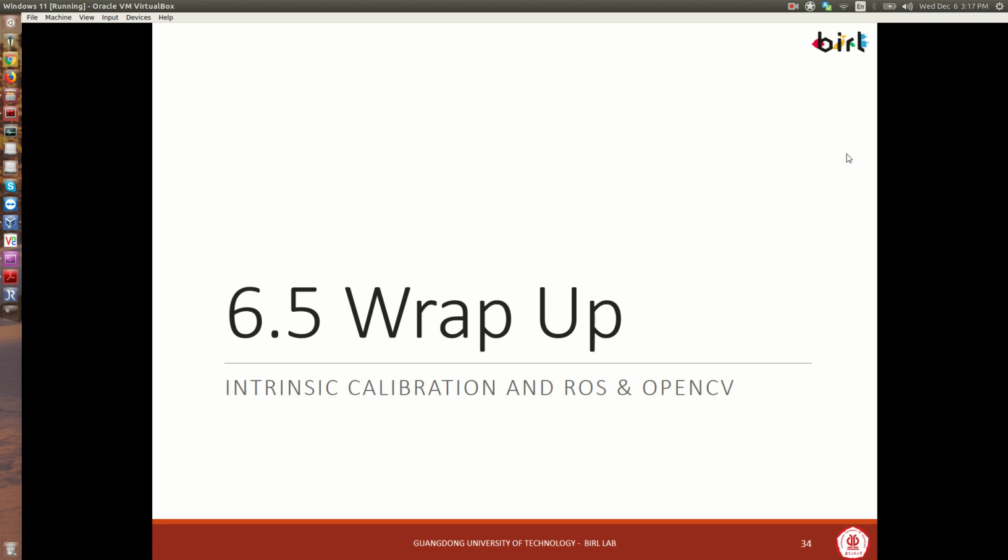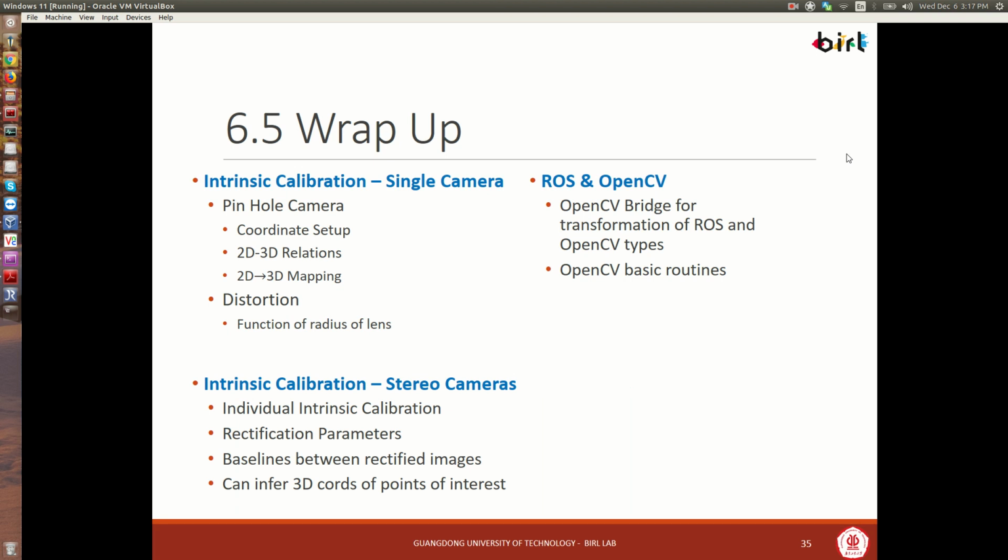Finally, we get to section 6.5, the wrap-up. In this chapter, we looked at the intrinsic calibration for a single camera. We began with the idealized pinhole camera model, and we began by presenting the coordinate setup.